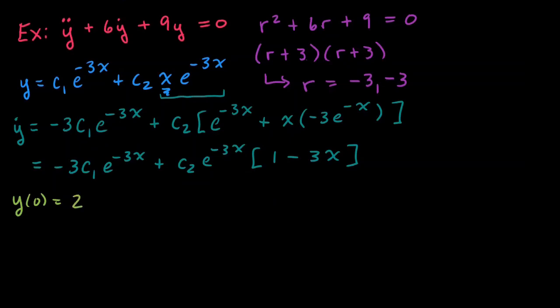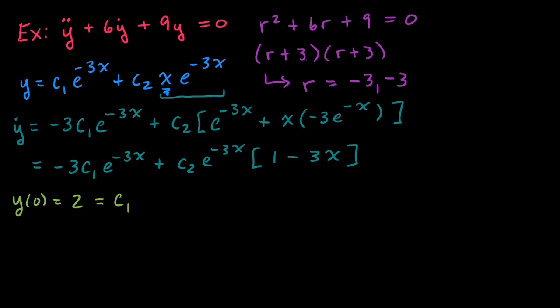Okay, well, if I plug in 0 for x in my expression for y, then because I have this 0 here, the second term entirely vanishes, and the first one is just going to be c1 e to the 0 power, so it's just going to be c1. So I know right off the bat that c1 equals 2.